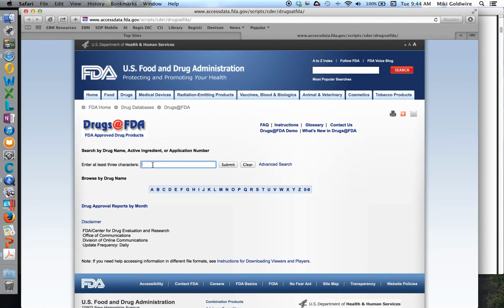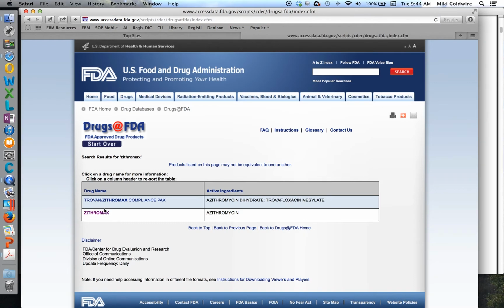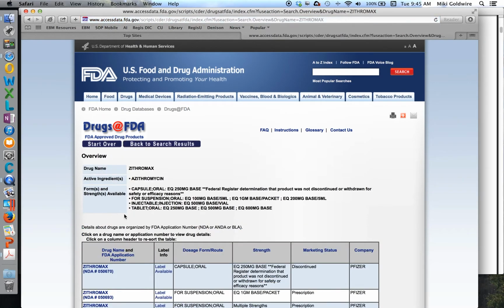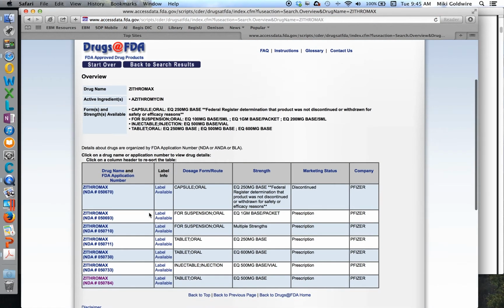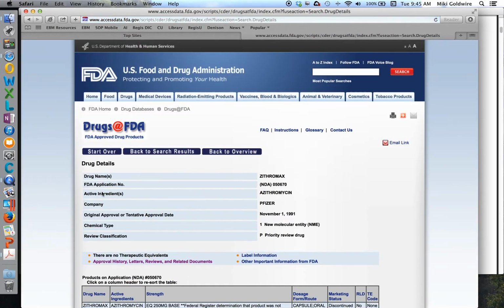So for example, let's type in Zithromax. And if we choose the hyperlink to Zithromax, we have a listing of all the Zithromax that were approved by the FDA. Now if I just click on one, for example, I'll click on the capsule, which was the first link. It will bring you to another screen where Zithromax provides drug details.